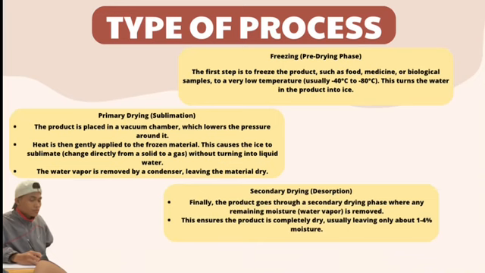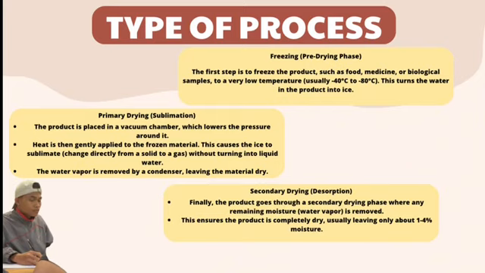There are 3 types of process. The first is freezing. The first step is to freeze the products, such as food, medicine, or biological samples, to a very low temperature, usually -40 degrees Celsius to -80 degrees Celsius. This turns the water in the product into ice.